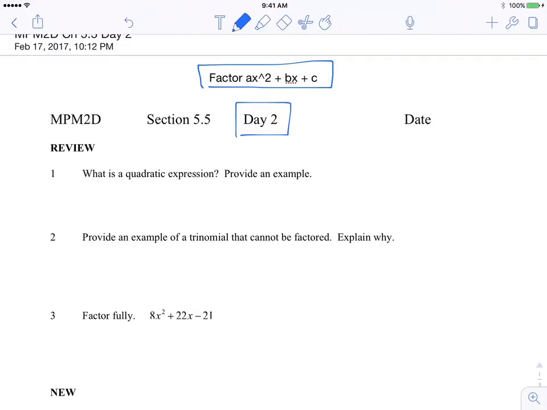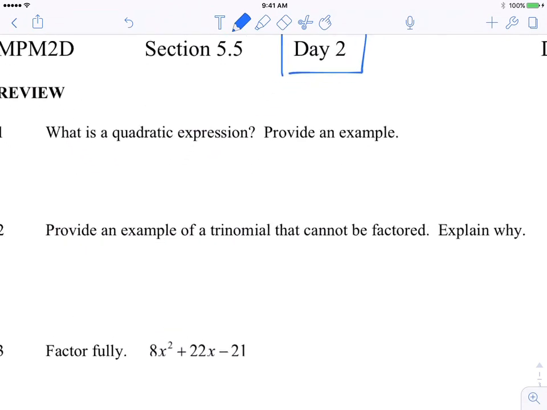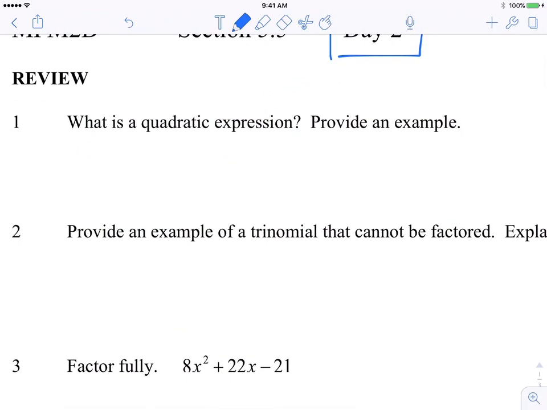Okay, gentlemen, here we go with 5.5 day 2, factoring quadratic expressions in the form ax squared plus bx plus c. In this case, the a value is 1. What is a quadratic expression? Provide an example. Well, a quadratic expression is basically a mathematical expression.